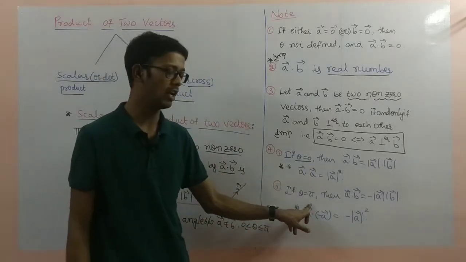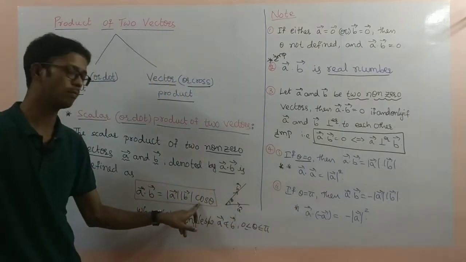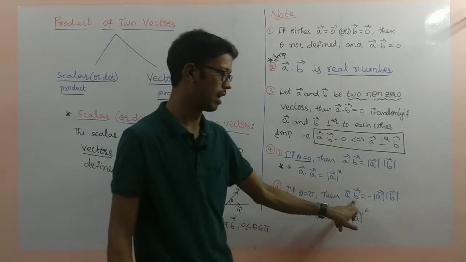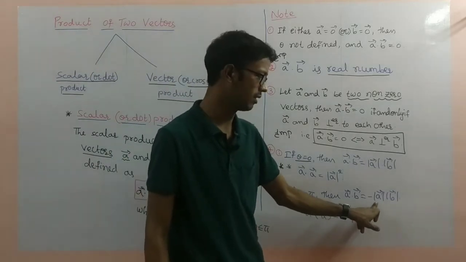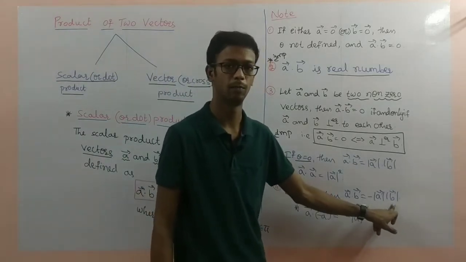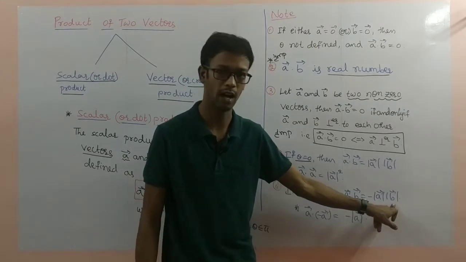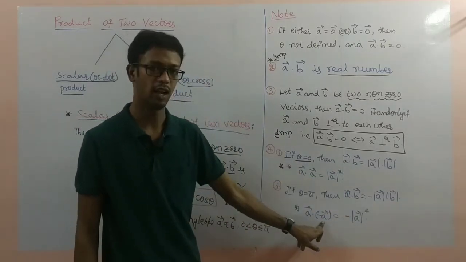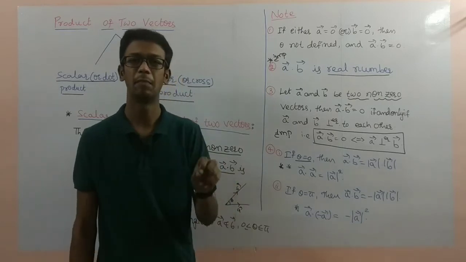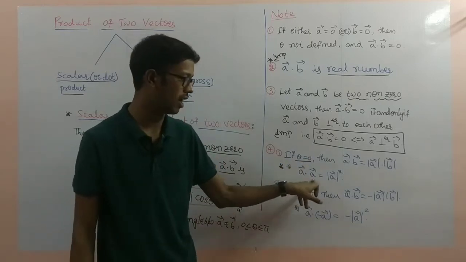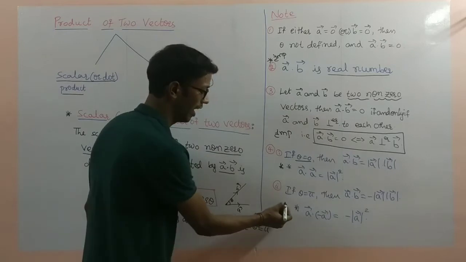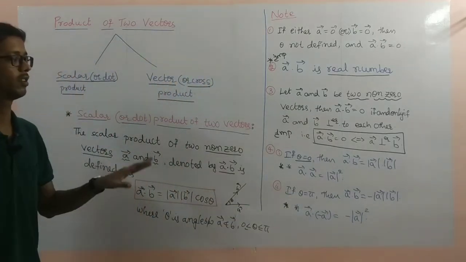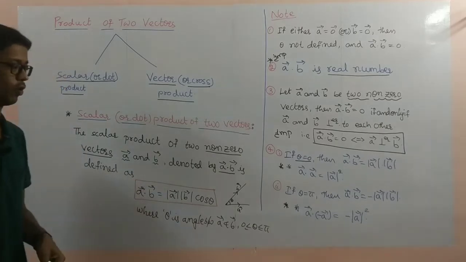Next, theta equals pi. Cos pi is minus 1. So the value will become A bar dot B bar is equal to minus magnitude of A bar dot magnitude of B bar. A bar dot of minus A bar, minus outside, A bar dot A bar. A bar dot A bar is magnitude of A bar square. So these are some important points. Pause the video to note it down.